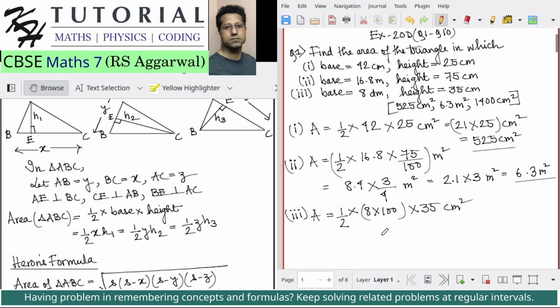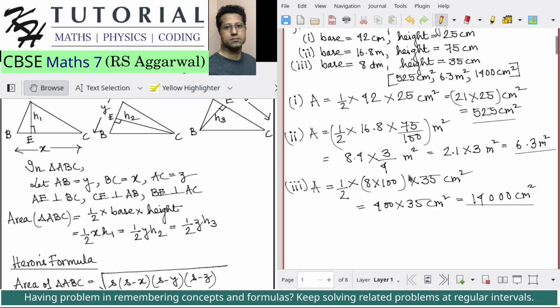All these conversion of units from centimeter, decimeter, meter, you must be well aware of. This is 80 divided by 2 is 40 multiplied by 35 centimeter square. This is 1,400 centimeter square. Okay.